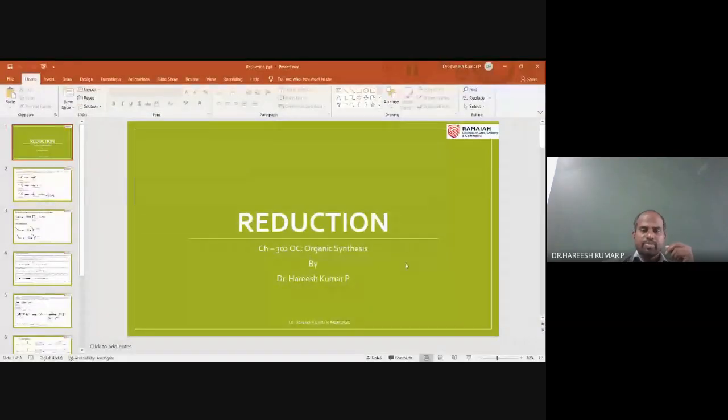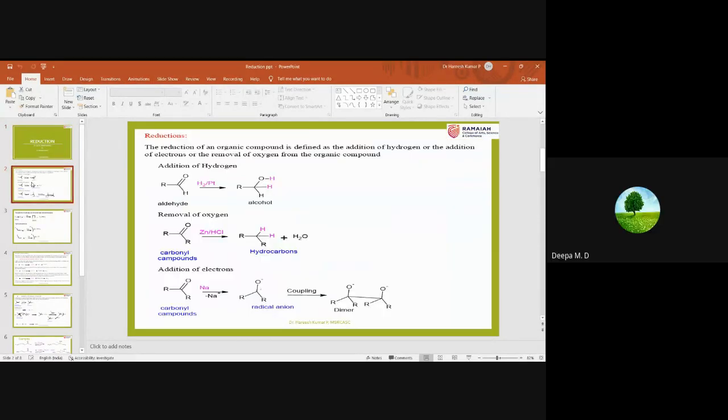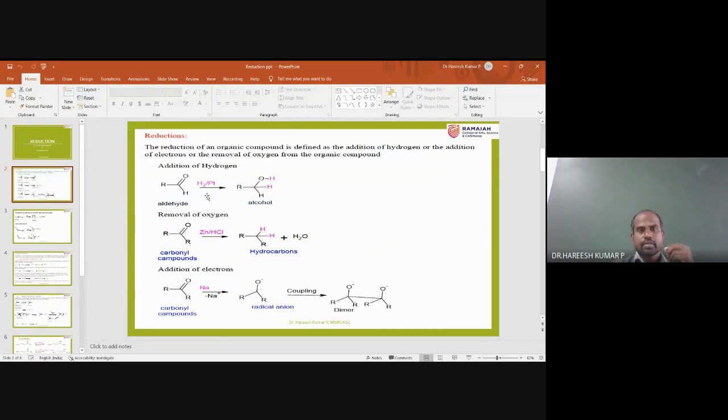Okay. I think up to this point we discussed oxidation. So now onwards we need to talk about reduction. What is reduction? Addition of hydrogen, addition of electron, and removal of oxygen. So removal of oxygen here, addition of electron here, addition of hydrogen here. Combinedly we call it reduction.